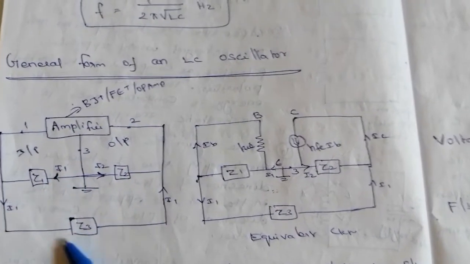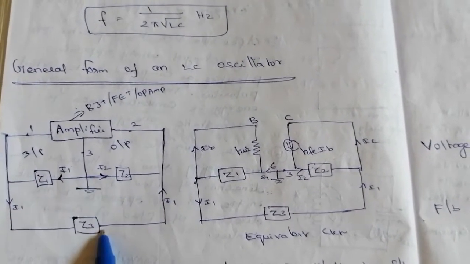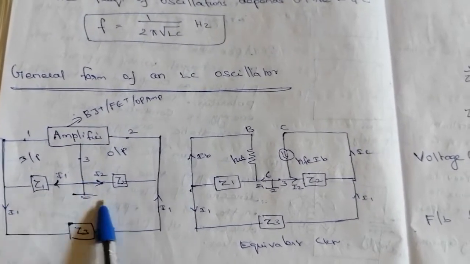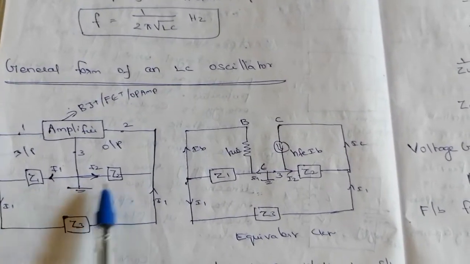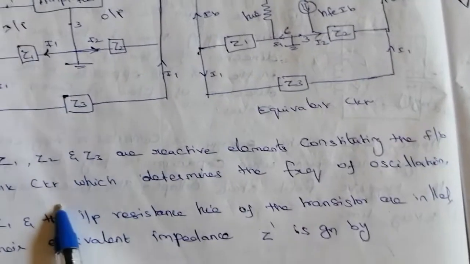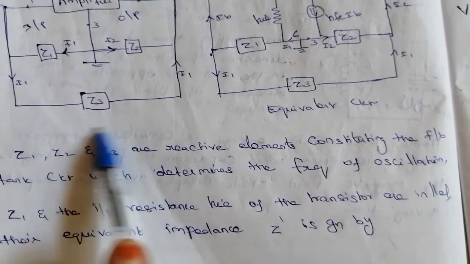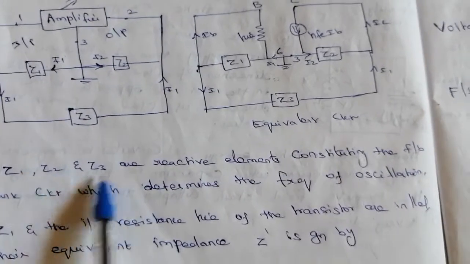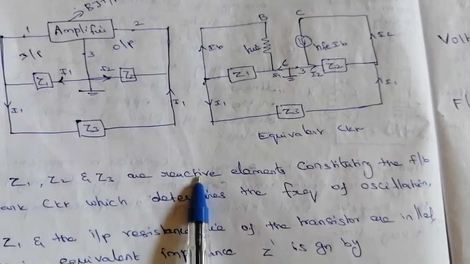So in feedback circuits, we are using inductors and capacitors, otherwise capacitors and inductors. Based on the types, we can change these components, right? Let's see the general derivation of the LC tank circuit. Here Z1, Z2 and Z3 are reactive elements consisting of the feedback tank circuit, which determines the frequency of oscillations. So these reactive elements are only going to determine the frequency of oscillations. The reactive elements should be inductive and capacitive for LC oscillators, right?